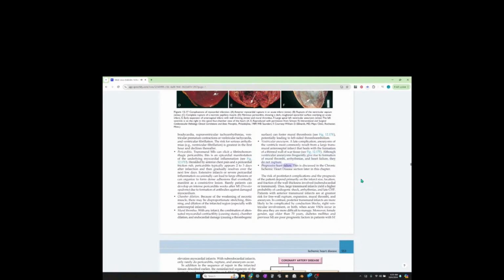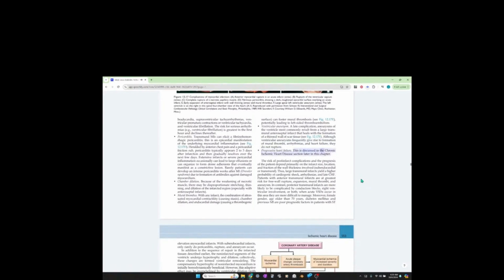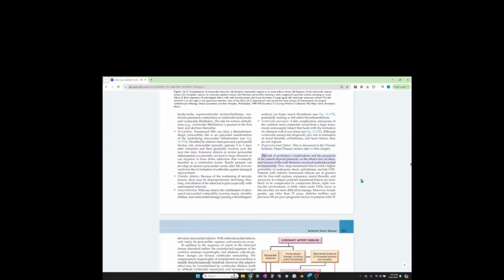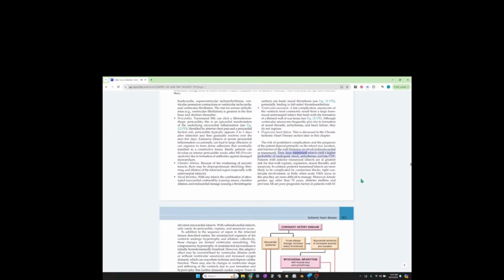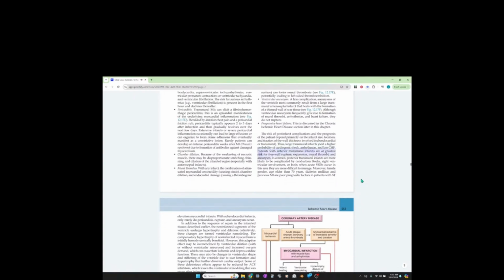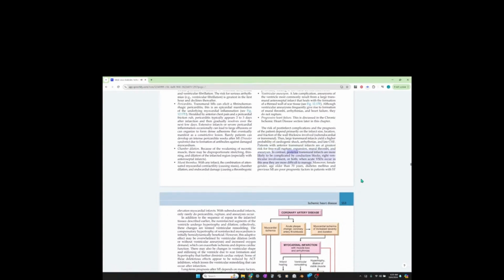Progressive heart failure. This is discussed in the chronic ischemic heart disease section later in this chapter. The risk of post-infarct complications and the prognosis of the patient depend primarily on the infarct size, location, and fraction of the wall thickness involved. Thus, large transmural infarcts yield a high probability of cardiogenic shock, arrhythmias, and late CHF. Patients with anterior transmural infarcts are at greatest risk for free wall rupture, expansion, mural thrombi, and aneurysm. In contrast, posterior transmural infarcts are more likely to be complicated by conduction blocks, right ventricular involvement, or both. When acute VSDs occur in this area, they are more difficult to manage.